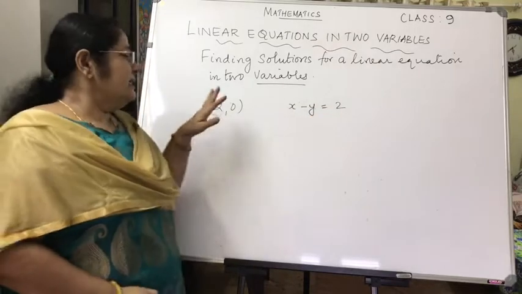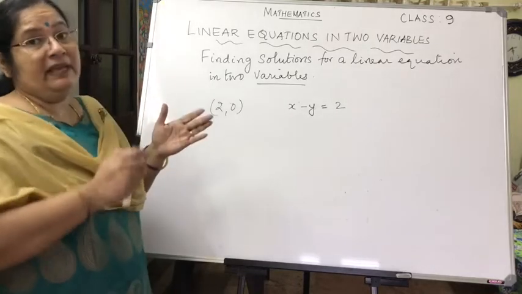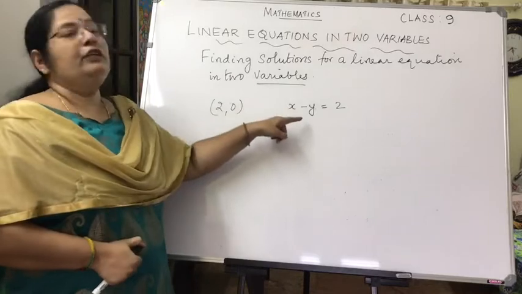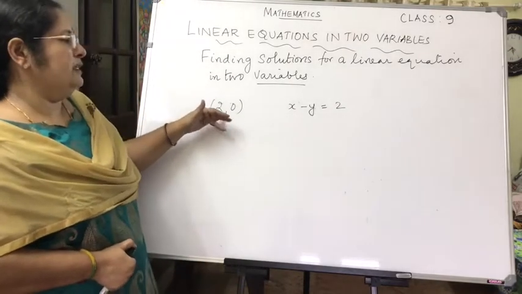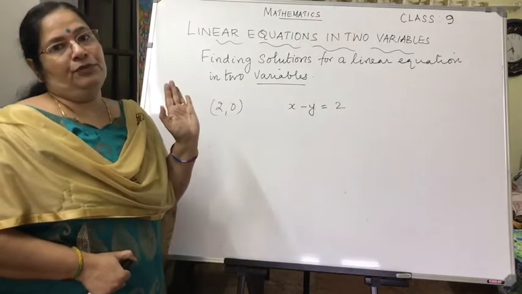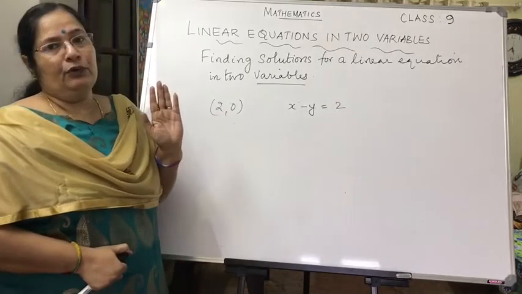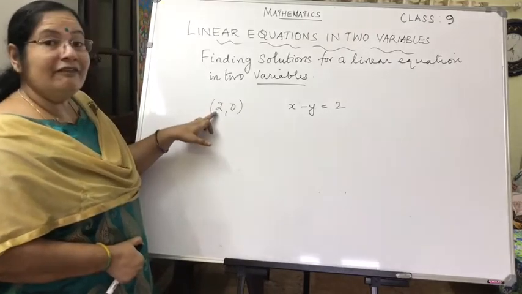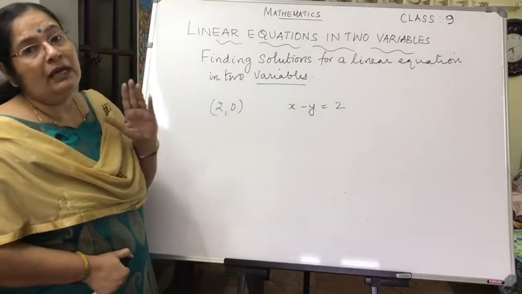And the question is, one solution is given here, 2, 0, an ordered pair. You have to find out whether this is a solution for this given equation. To find whether 2, 0 is a solution for the given equation x minus y equals 2, how are you going to do it? Now 2, 0, what does that tell you? It tells that 2 is a value for the variable x and 0 is a value for the variable y.